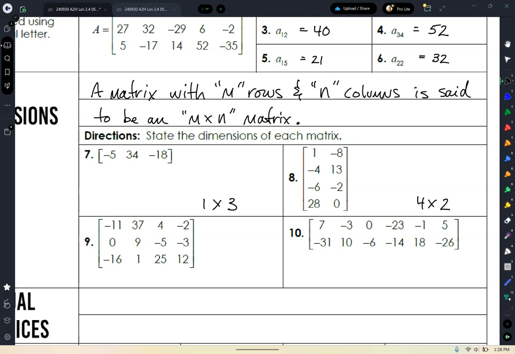Sajid, number 9. 3 by 4. 3 rows by 4 columns. Jaden Castro, number 10. 2 by 6. 2 by 6. Very good. 2 rows, 6 columns. So now we can identify the elements by their code, right? We can also determine the dimensions of the matrix.